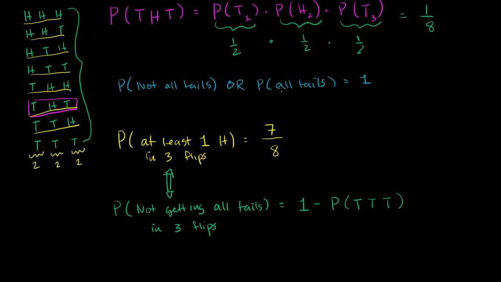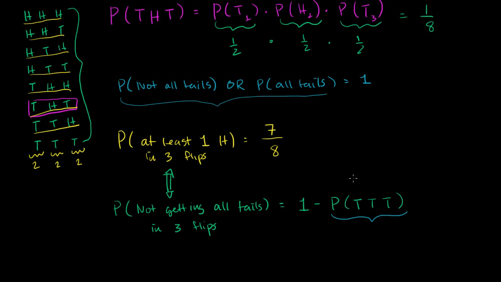So all of the probability, if you combine these, this is the probability of any of the events happening, and that's going to be a 1 or 100% chance. So another way to think about it is the probability of not all tails is going to be 1 minus the probability of all tails. So that's what we did right over here. And the probability of all tails is pretty straightforward.